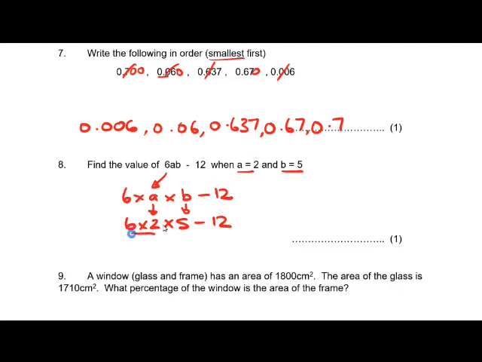BIDMAS tells us to do the multiplication first, starting on the left. So 12 times 5 minus 12. 12 times 5 is 60. Take away 12 is 48. So the correct value for 1 mark is 48.